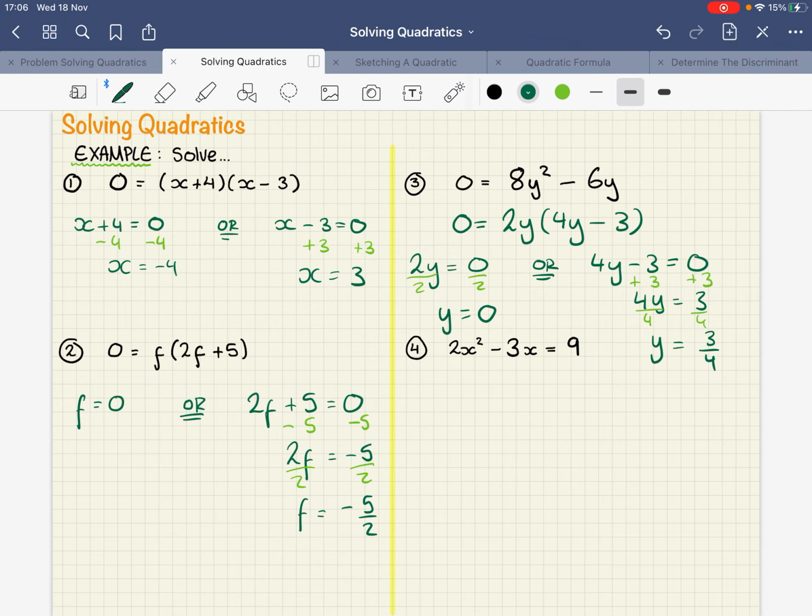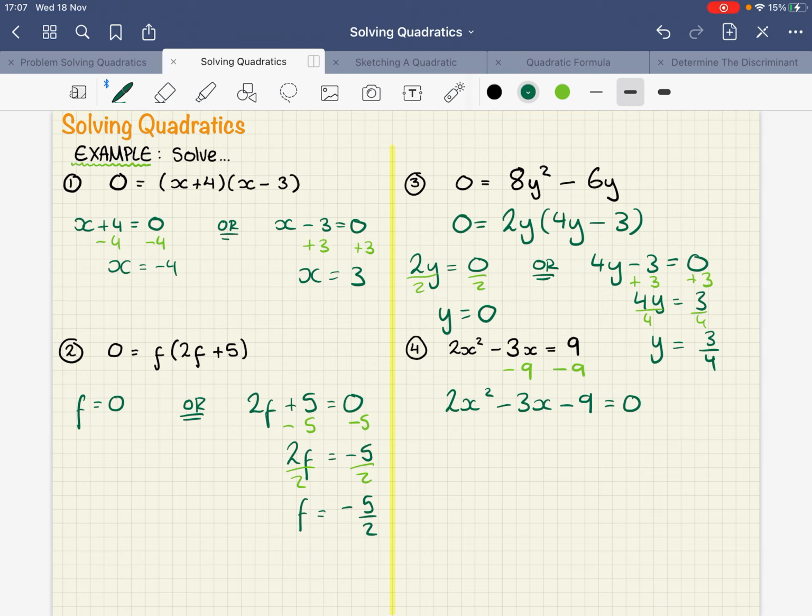Alright, so looking at this last one then, this one is a little bit different. I don't have that 0 there. I've got 2x squared minus 3x equals 9. Now, I need to make sure everything is on one side of my equal sign before I factorize. I have to have it equal to 0 on one side. So that means I want to get rid of that 9. So I'm going to take away 9 from both sides. So I'm now working with 2x squared minus 3x minus 9. And I'm now ready to factorize that.